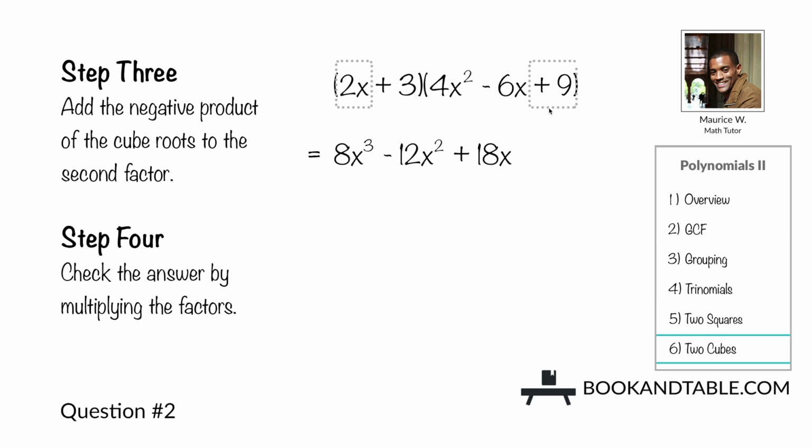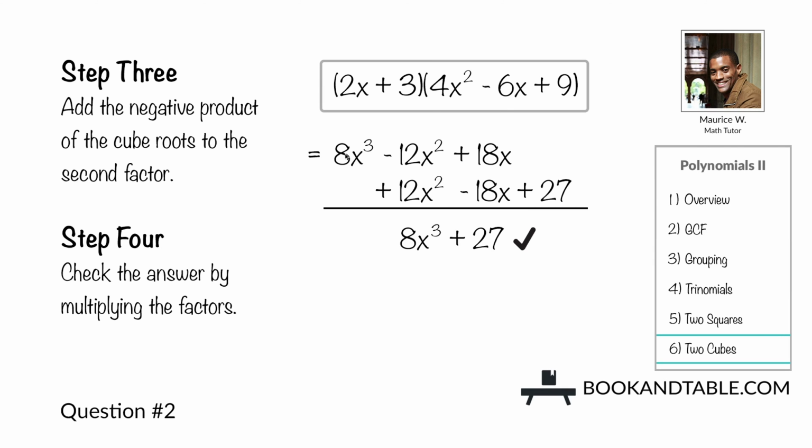Then we have 2x times positive 9, which is positive 18x. Then we have 3 times 4x squared, which is positive 12x squared. So these terms will cancel each other out. 3 times negative 6x would give you negative 18x. That would cancel out with positive 18x. And positive 3 times positive 9 is positive 27. So once these four terms in the middle cancel each other out, we are left with 8x cubed plus 27, our original polynomial, thus confirming that we found the correct factors, 2x plus 3, and 4x squared minus 6x plus 9.